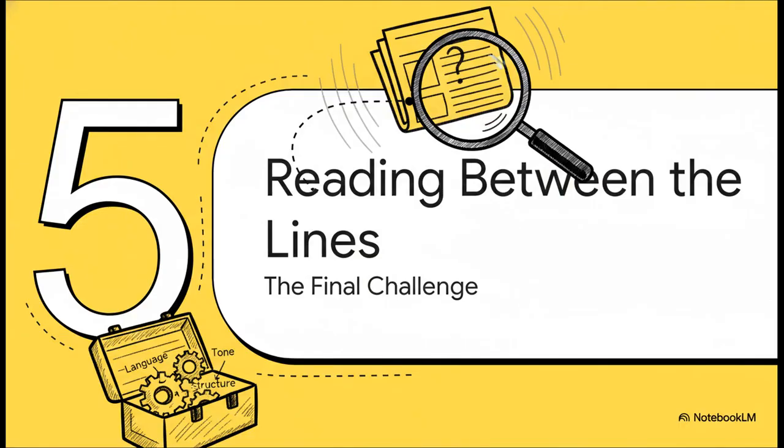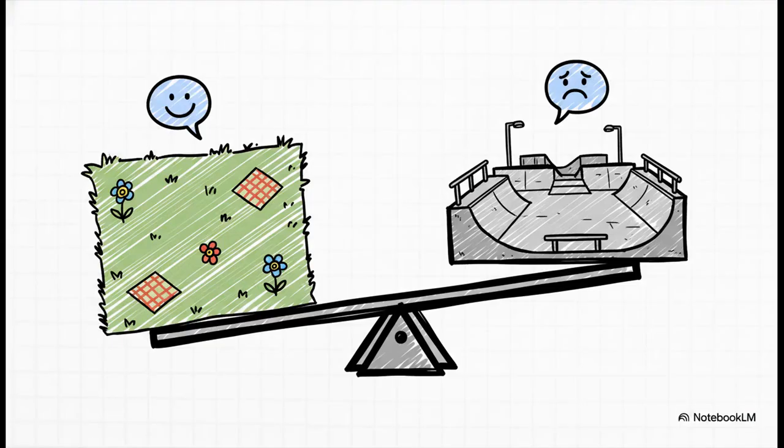And now it is your turn. It's time for the final challenge, reading between the lines. You've got your toolkit. You know about language, tone, and structure. So let's put those skills to the test on a piece that seems neutral, but might not be. Here we go. It's a short little news report about a new skate park. Now, on the surface, it looks pretty fair, right? It seems to be showing both sides of the story, but is it really balanced? Let's use our toolkit and find out.